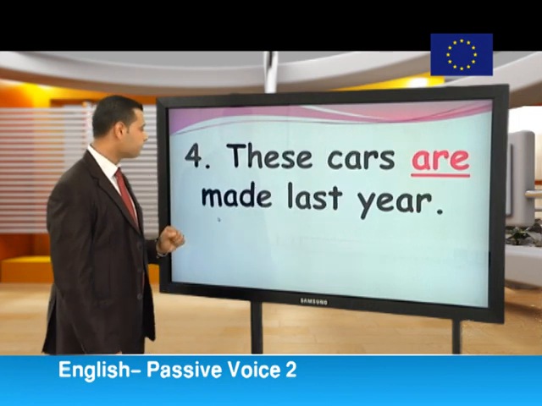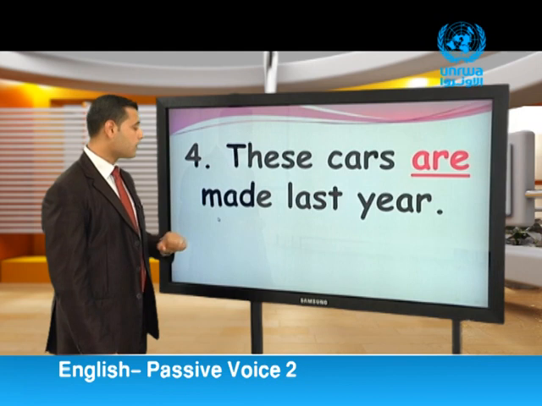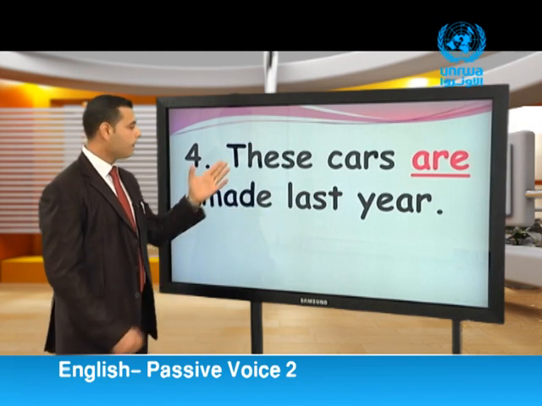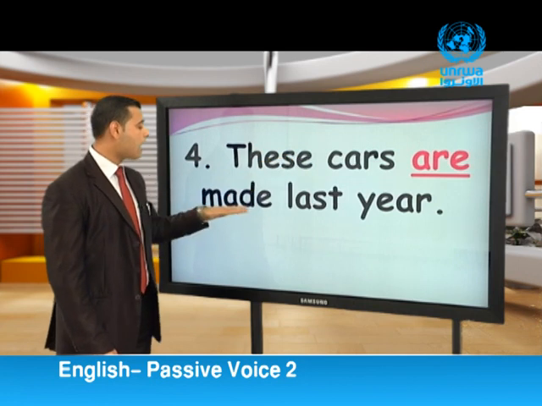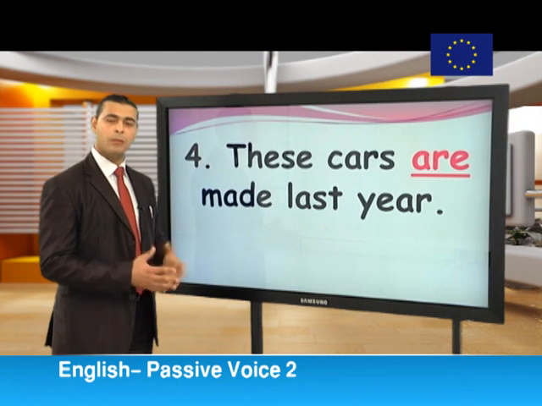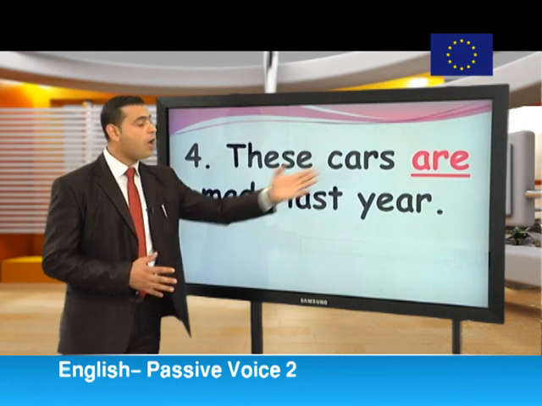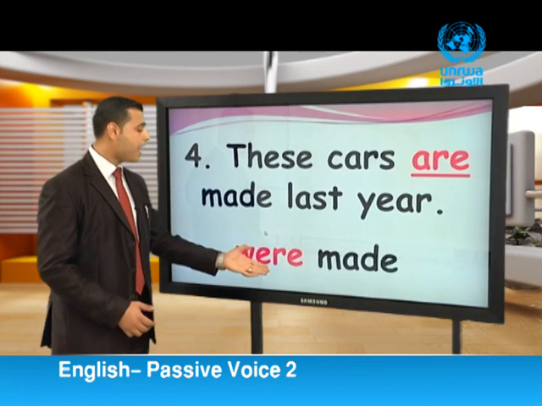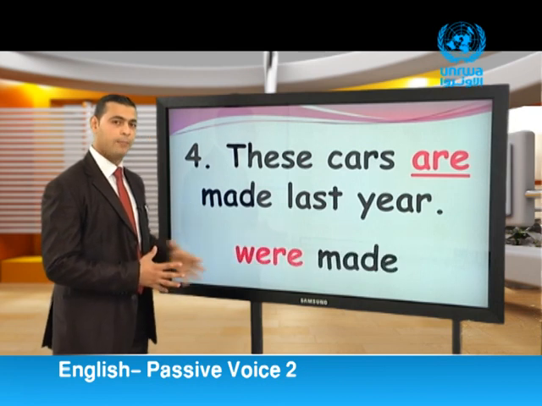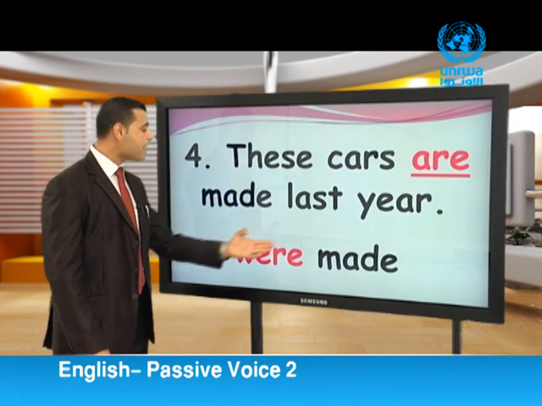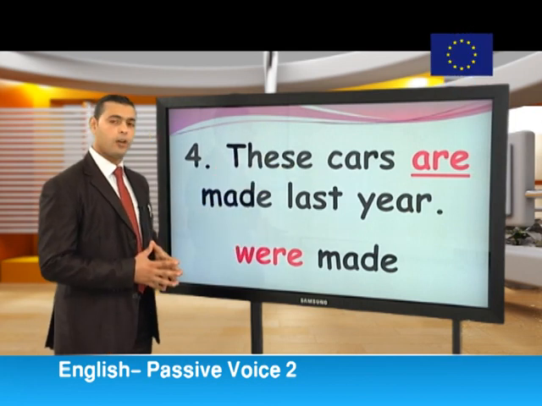The last one, these cars are made last year. Here we have last year, العام المنصرم. And there we have are. So, are should be replaced with were made, instead of are made. Let's read it again. These cars were made last year.